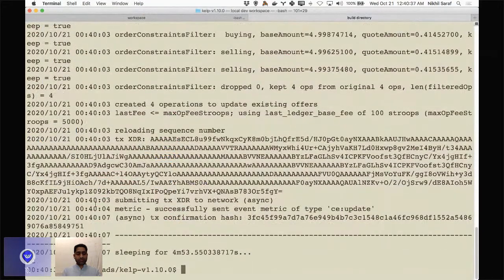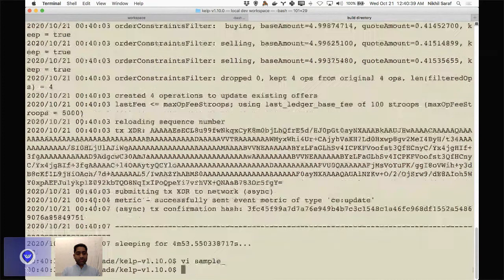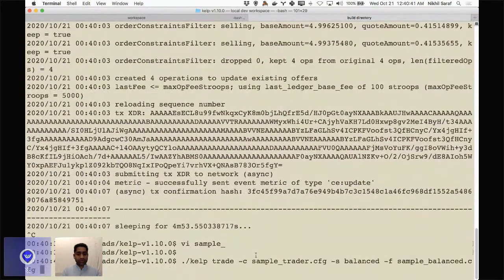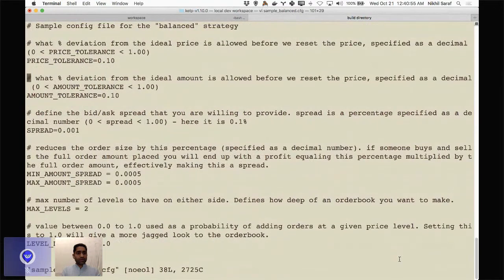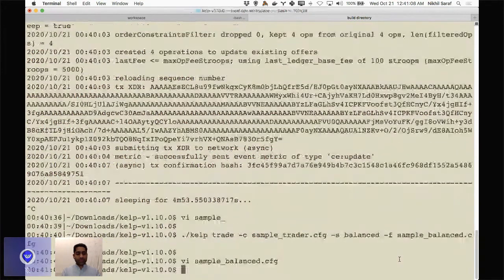If you notice this command, there's two config files that we're passing in. One is a sample trader file, and the other one is a sample balanced file, which contains details of the balanced strategy. So let's edit that. There's a very important configuration out here, which is the max levels. As you notice, we only had 2 levels on either side of the order book. So let's change this to 24. Let's run that again.